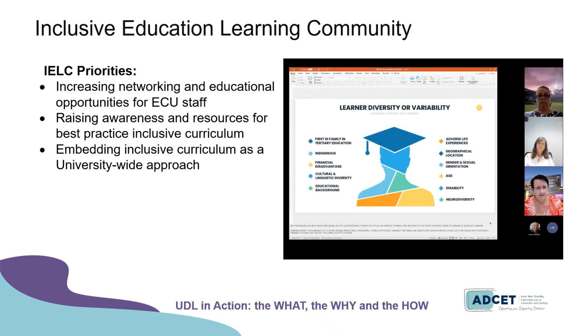First of all is the importance of staff buy-in. So to encourage some voluntary drinking of the water, we have started to garner staff interest in inclusive practices and in universal design for learning through the establishment of the inclusive education learning community. This community meets bi-monthly throughout the year and has three overarching priorities: increasing networking and educational opportunities, raising awareness and resources for best practice, and embedding inclusive curriculum on a university-wide basis.